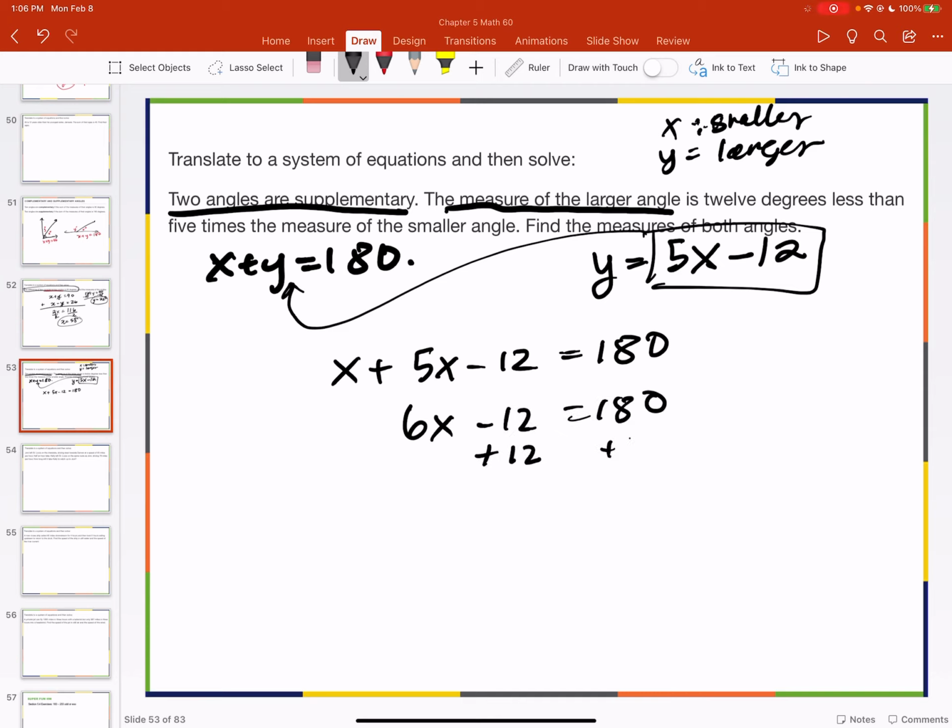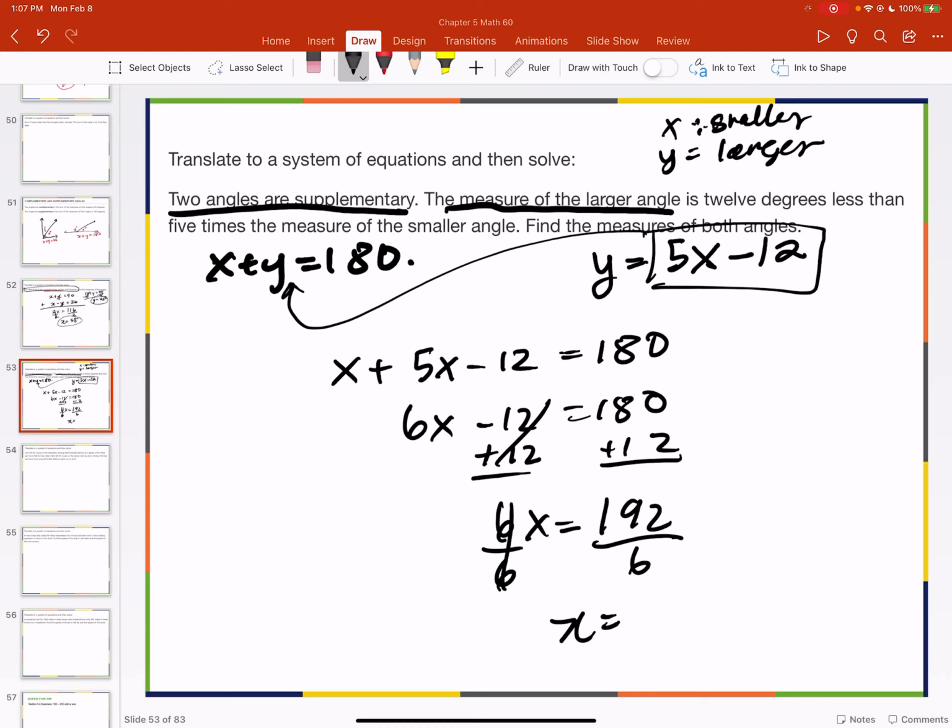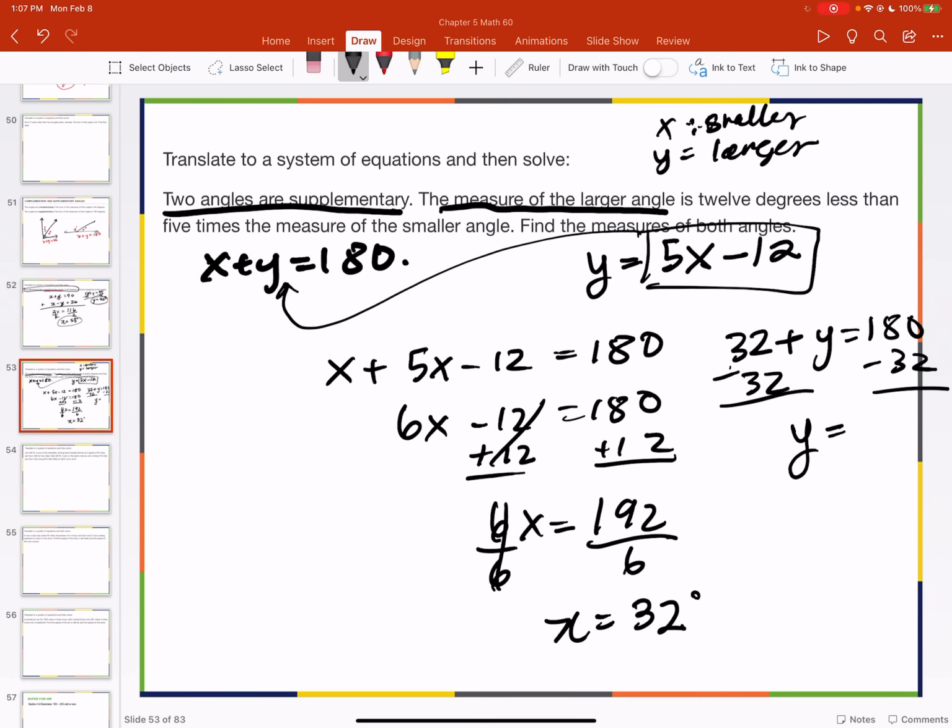So plus 12, plus 12. So 6x is equal to 192. Divide by 6, divide by 6. x is equal to 32. So that's one of them. What about the other? So we have 32 plus y is equal to 180 because they're supplementary. So subtract 32 from both sides, and we get that y is equal to 148 degrees. So that's it.